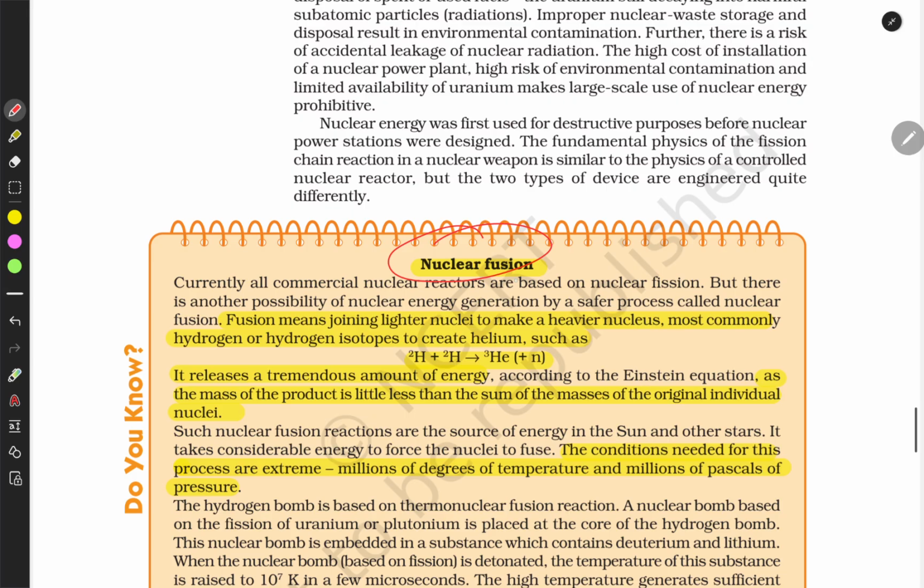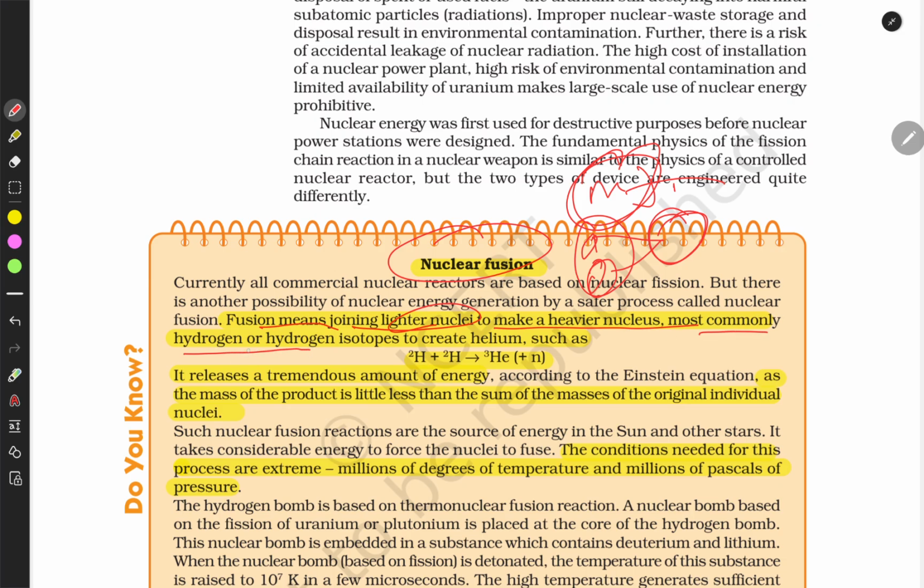The opposite thing happens in nuclear fusion. When two lighter nuclei are bombarded, they come together and fuse to create one heavier nucleus. The mass of the two smaller nuclei is more than the newly created heavy nucleus, and the extra mass converts into energy with the E equals mc square formula. So fusion means joining lighter nuclei to make a heavier nucleus.